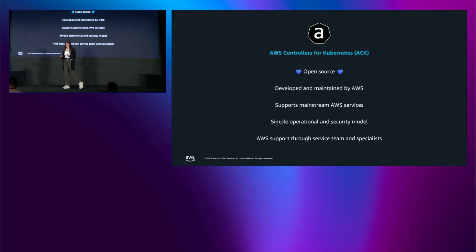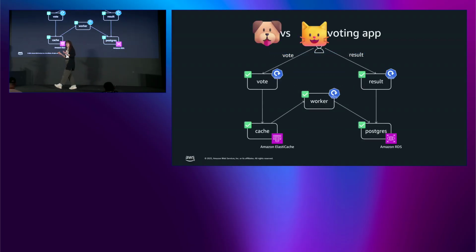So let me introduce you to ACK. ACK is an open source project developed and maintained by AWS. And it basically allows me to deploy and manage my cloud resources from my Kubernetes control plane, just like other Kubernetes objects. So cool, now I can deploy my Kubernetes resources with my cloud resources in minutes. So we solved the problem, right?